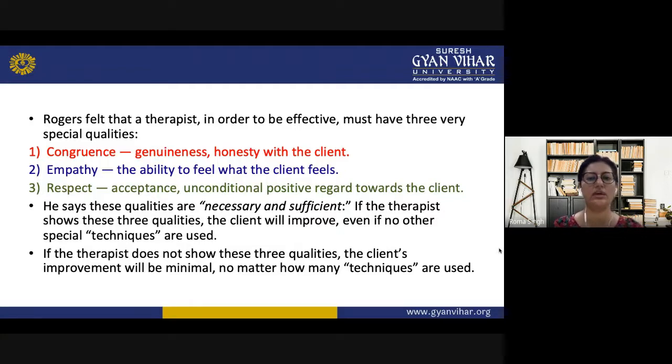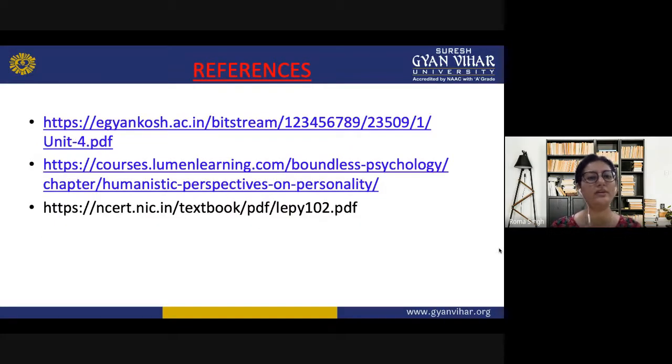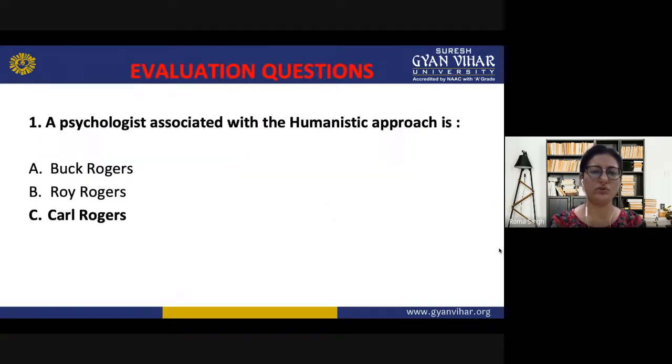And for this, you can refer to various international and national aspects, and NCERT has also given material about psychology. We have eGyan Kosh, which is a free open educational resource which you can go through, and you will be able to find out more about this theory. Now we will move on to our next section, that is, evaluation questions.